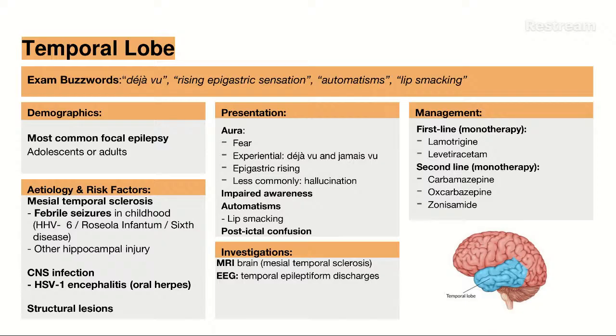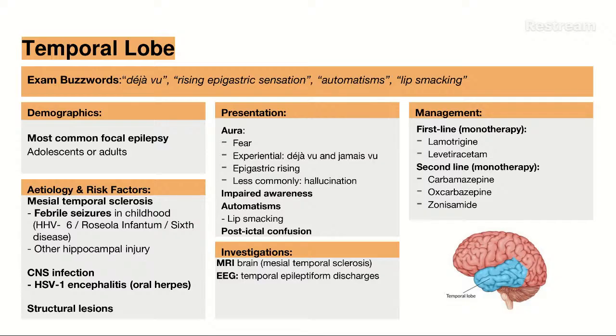As the seizure progresses, awareness may become impaired, and automatisms like lip smacking might occur, and these are semi-purposeful movements, and you will have postictal confusion in most cases. MRI may reveal mesial or medial temporal sclerosis, a condition that involves hippocampal damage. It might occur following childhood febrile seizures caused by roseola, which is caused by HHV6, or other hippocampal injury.